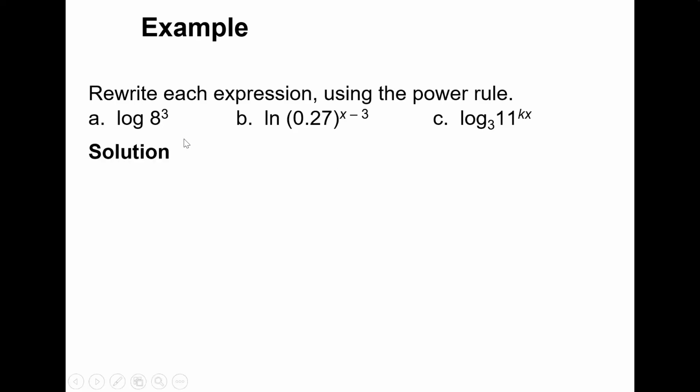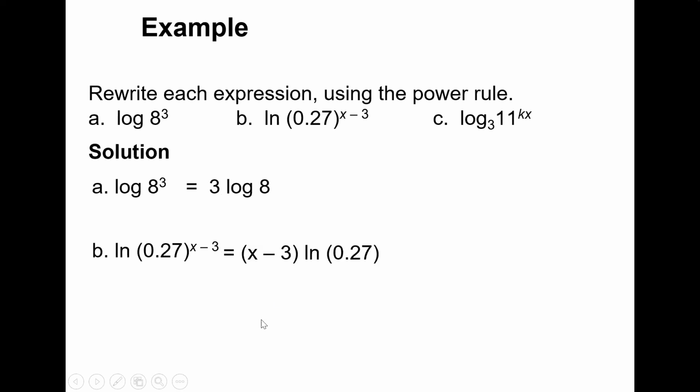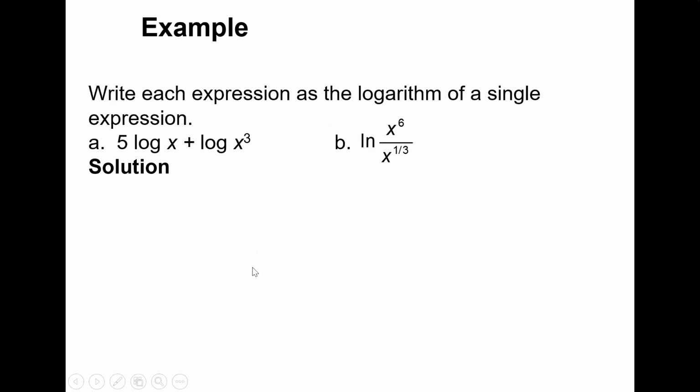And so we know that that first one's going to be 3 log of 8. Next one's going to be x minus 3 times the ln of 0.27. And our last one's going to be kx times log base 3 of 11. So none of these should be any surprise because we've been doing things like this already for the first few sections. Well, now what if we want to express this into a single log?